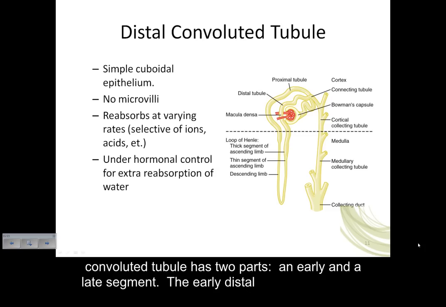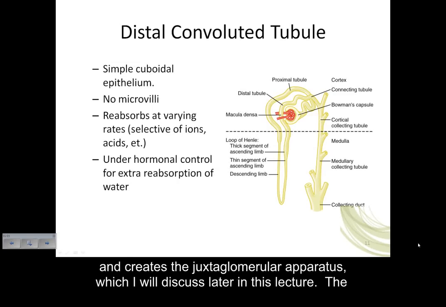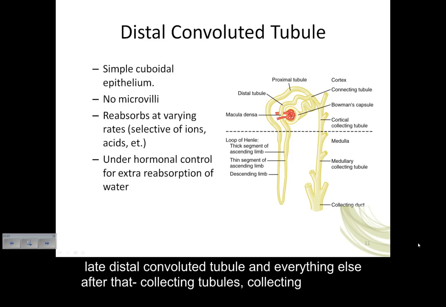The distal convoluted tubule has two parts, an early and a late segment. The early distal convoluted tubule is in functional contact with the afferent and efferent arteriole and creates the juxtaglomerular apparatus, which I will discuss later in this lecture.